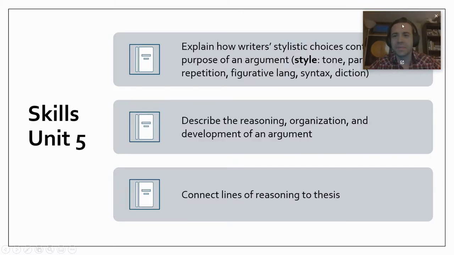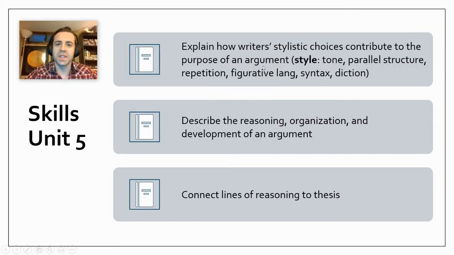All right. So our main goals for this unit: number one, explain how a writer's stylistic choices contribute to the purpose of an argument. We're going to continue to describe the reasoning, organization, and development of an argument, particularly how it pertains to style. And then we're going to understand how to connect lines of reasoning to a thesis as well as style. How does style help us understand these lines of reasoning?